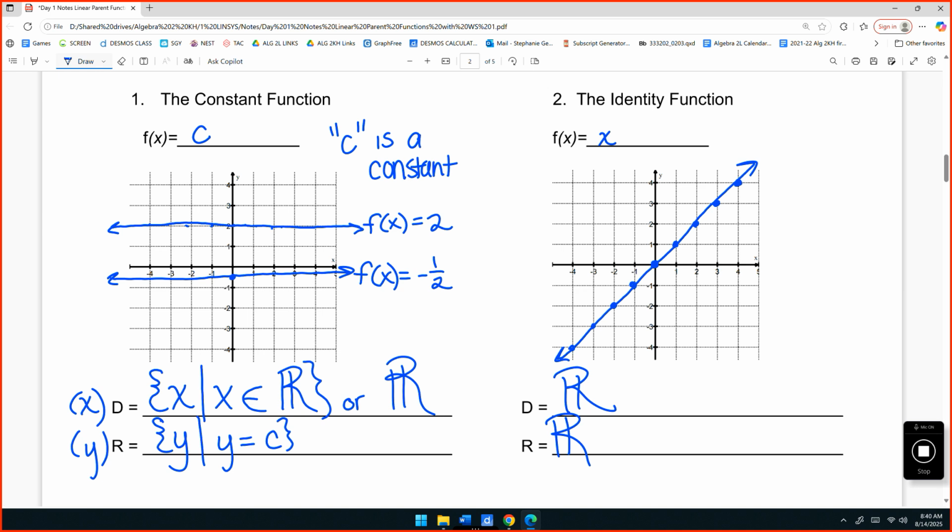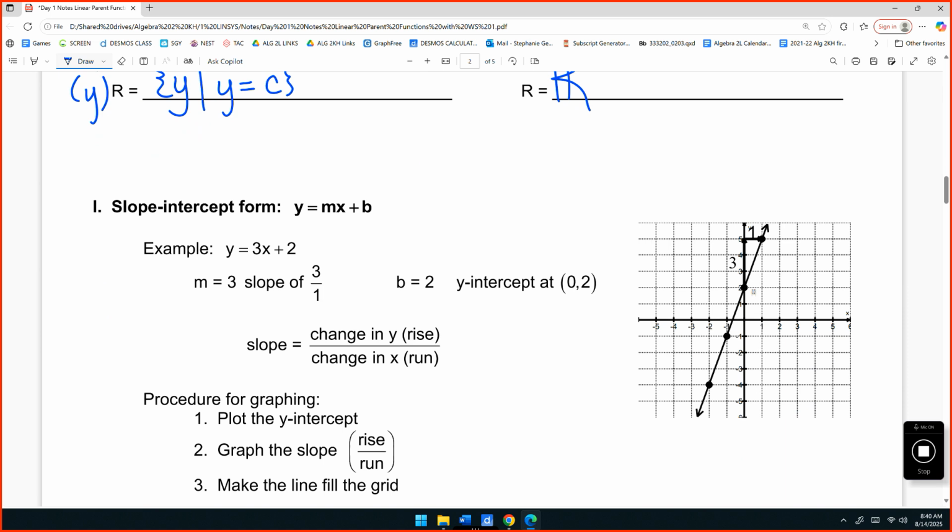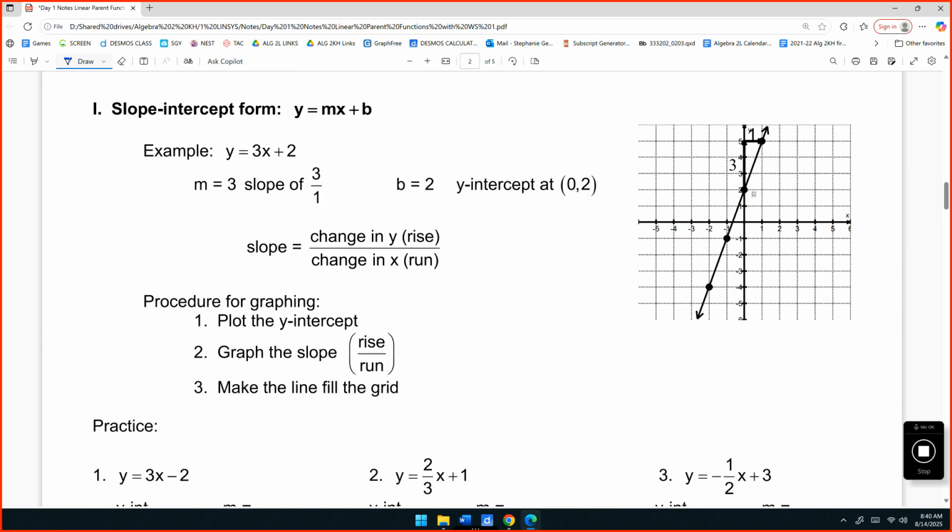Okay, and then now we just are getting into the forms of a line. Now the steps, like how you actually make the graph, are given to you in these notes. I'm only going to do one example of slope-intercept form because it looked like we had a pretty good handle on that. But if you forgot some things, m is the slope, b is the y-intercept. These are the steps to graphing. You do the y-intercept first, then the slope, and then this is important, make the line fill the grid. We want to make sure we do that.